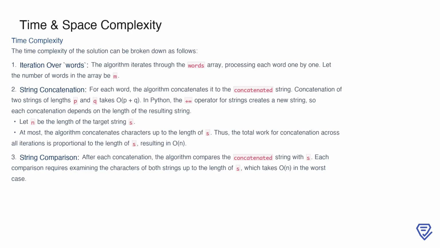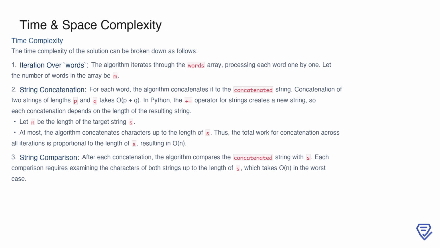Here, we analyze the time complexity of the solution step by step. First, the algorithm iterates over the words array, processing each word one at a time. If the array contains m words, this operation has a linear dependency on m. Next, for each word, the algorithm concatenates it to the concatenated string. In Python, the plus equals operator creates a new string, so the cost of each concatenation depends on the lengths of the strings being combined.